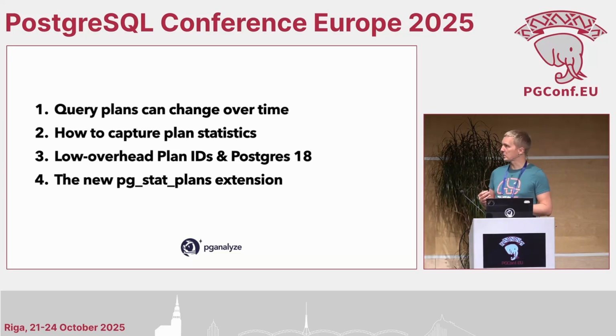And then I'll talk about the topic that I spent most of the time on, which is Plan IDs, how we can make them low overhead in terms of calculating a Plan ID for a given plan, and what were the changes in Postgres 18 that actually make it easier now to build extensions like pg_stat_plans that work with Plan IDs. And at the end, I'll give you some details on how the pg_stat_plans extension works.